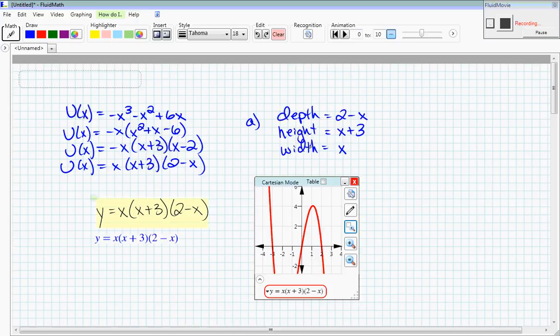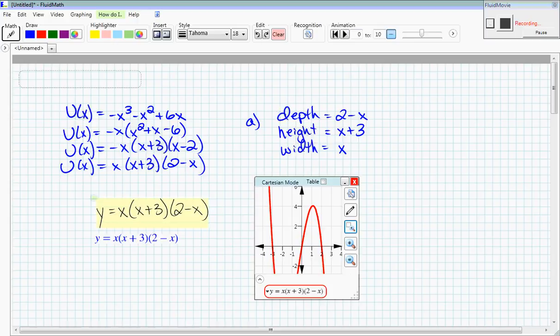From 0 to 2 makes sense. 0 can't be included because, again, the width would be 0. We wouldn't have that dimension anymore. And if it was 2, the depth would be 0. So the domain here would be between 0 and 2. So when it says to graph the function, find the x-intercepts, and what do they represent? They represent the zeros, or in this case, the domain.